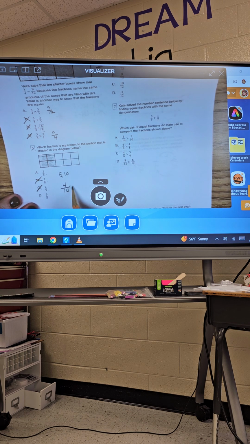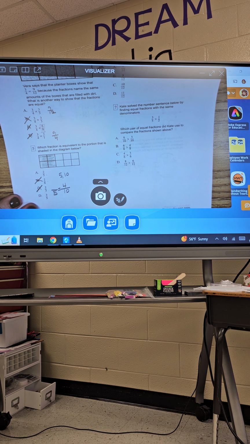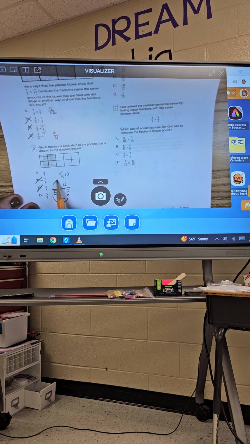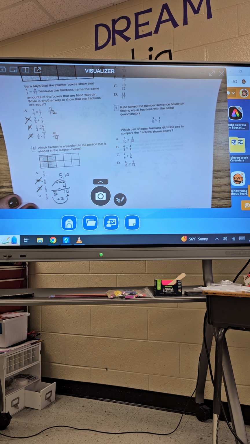Okay, so I'm going to look. What over 5 is equal to 4/10? What did I do to the bottom? I multiplied by 2. Whatever I do to the bottom, I have to do to the top. So what can I multiply by 2 to get a 4? Yes, you are correct. I can multiply by 2. So 2/5 is our correct answer.